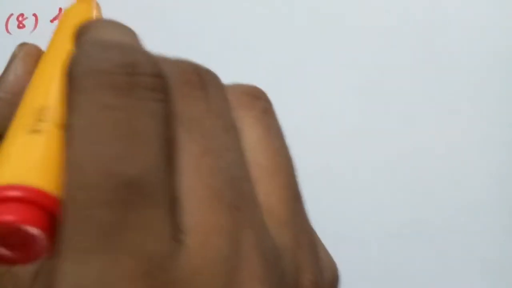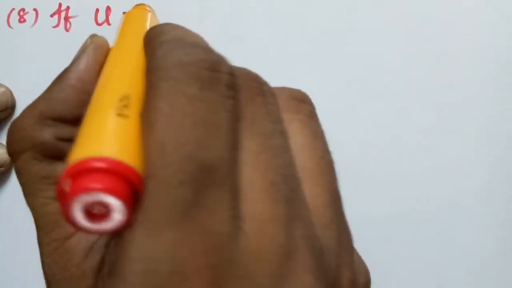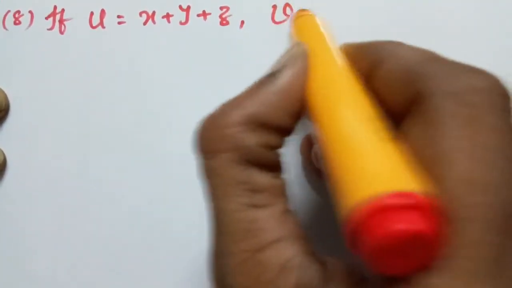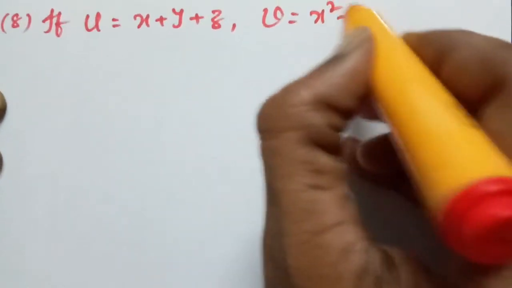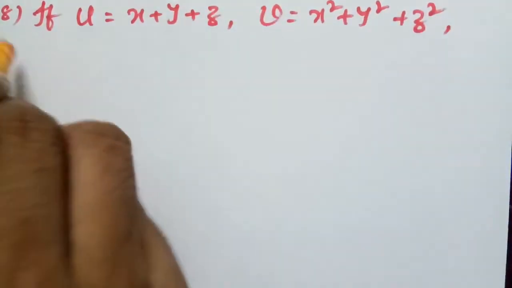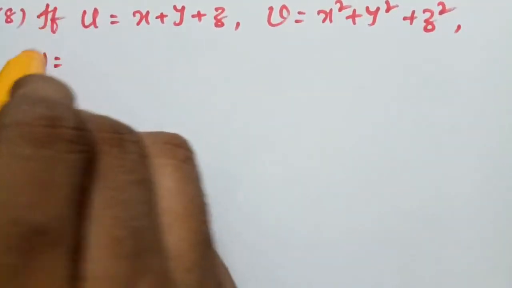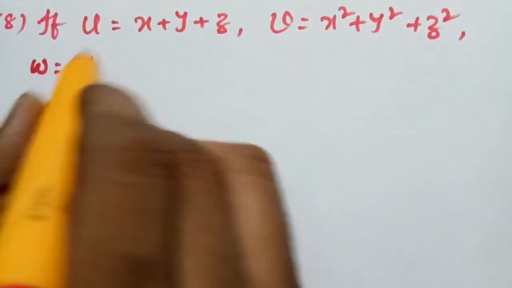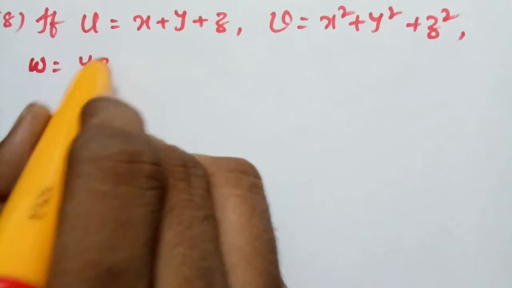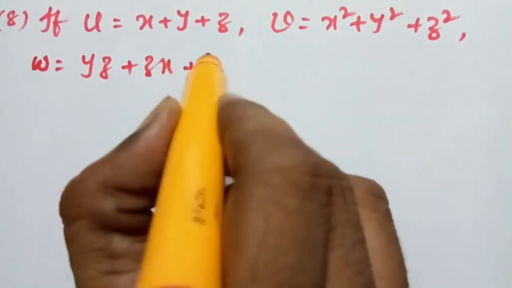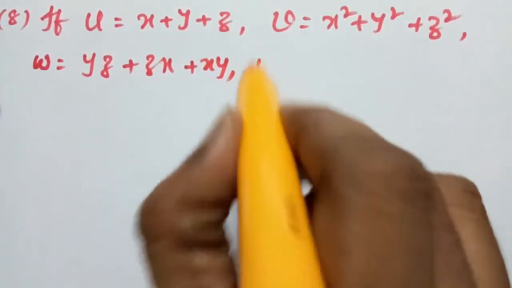Problem number 8. If u is equal to x plus y plus z, v is equal to x squared plus y squared plus z squared, w is equal to yz plus zx plus xy, prove that uvw.